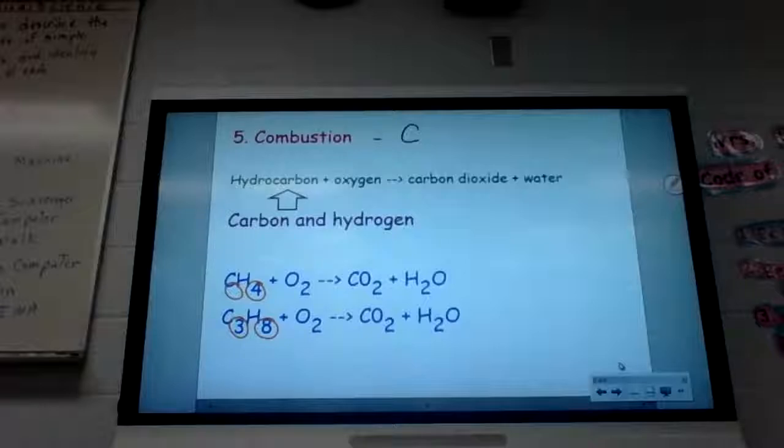So it doesn't matter the subscript. Subscripts are irrelevant, unless it's on the H2O. So whatever you put on that side, it doesn't matter, it's always going to be talking about that.